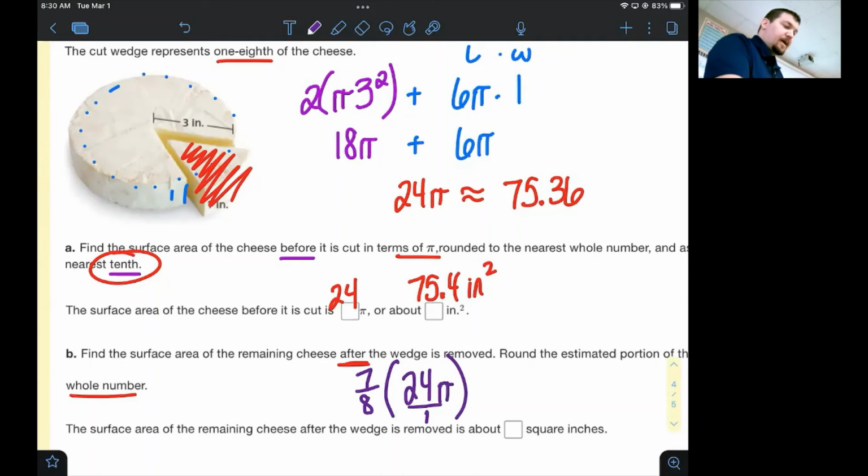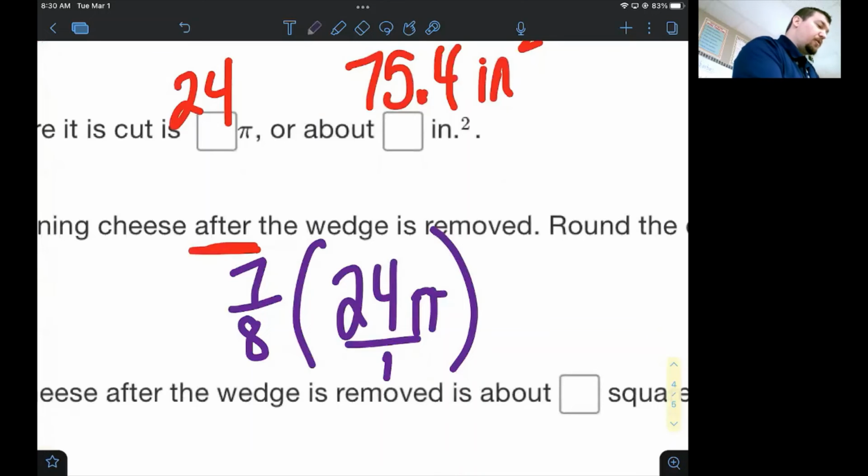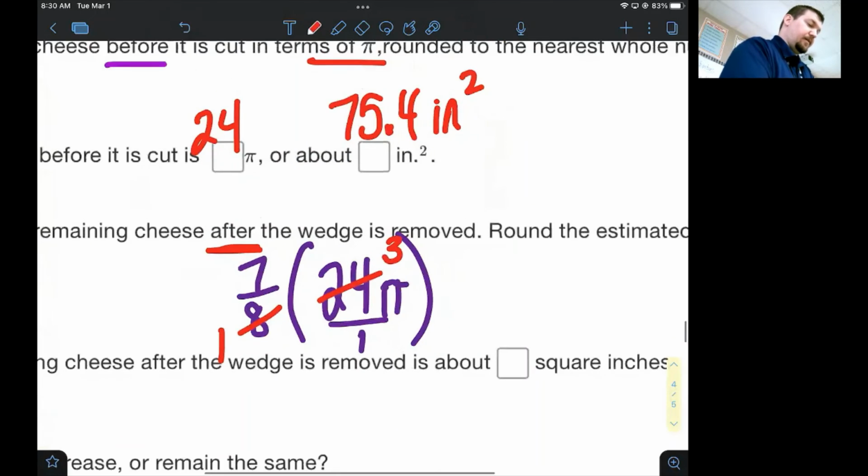Okay. Now, when I multiply fractions, I always look to see if something cancels. Does the 7 and 1 cancel? Does the 8 and 24 cancel? Yes. What number goes into 8 that also goes into 24? 8 itself. 8 goes into 8 one time. 8 goes into 24 how many times? 3. And what's 7 times 3? 21.